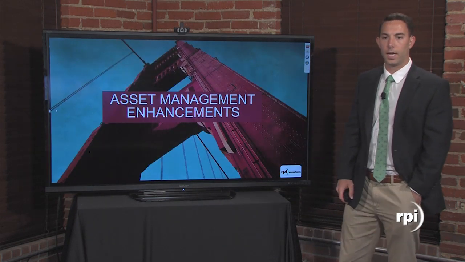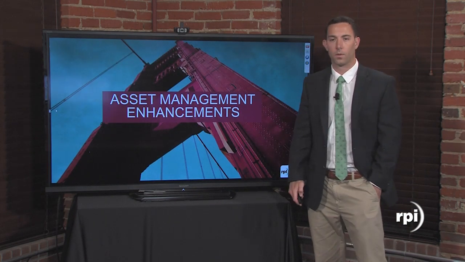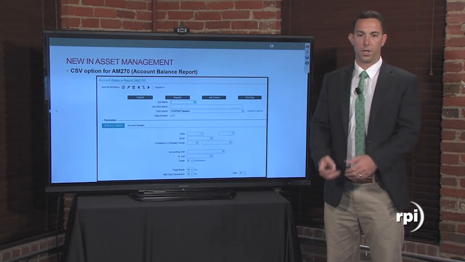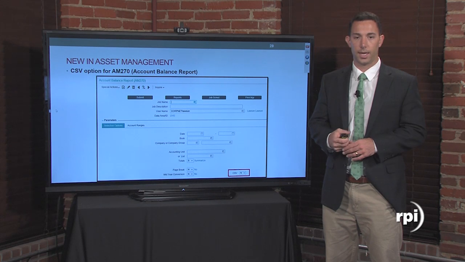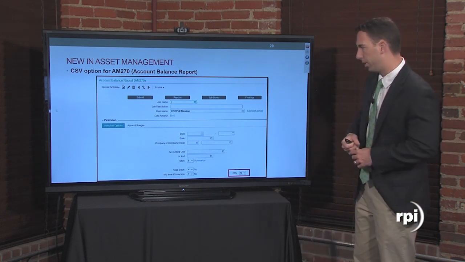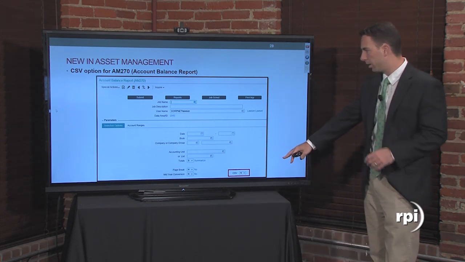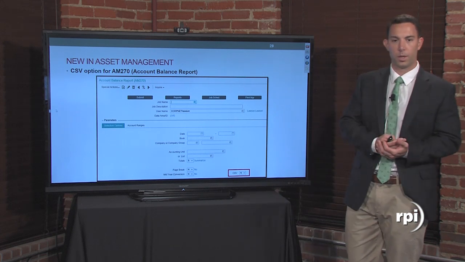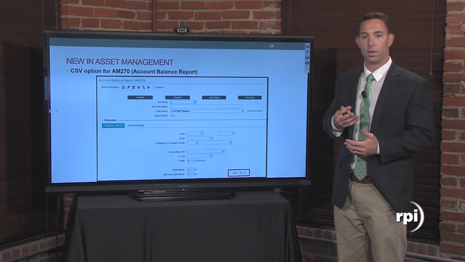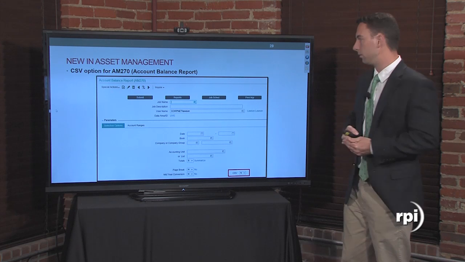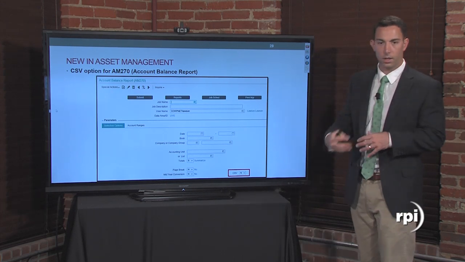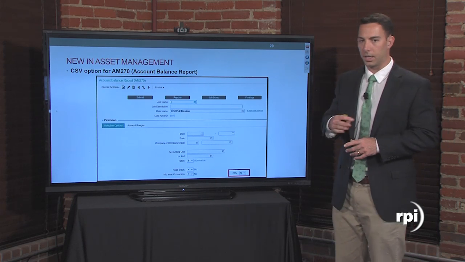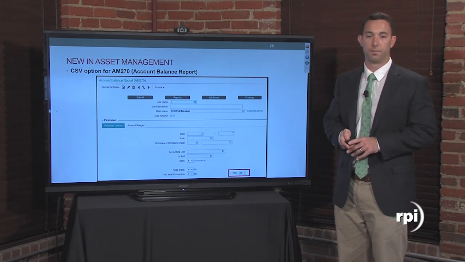All right, what's new in asset management? We have a couple things here. The first being a CSV option on your AM270 account balance report. You might be saying to yourselves, well, why do I need to flip this on if I can just go to my print manager and export that report directly from CSV? It's a valid question, but this is going to give you a better looking format than just exporting directly from your print manager.